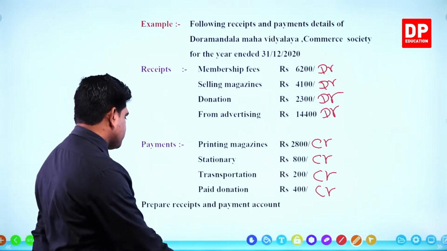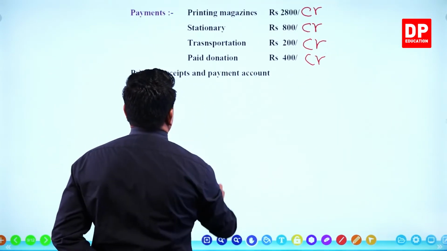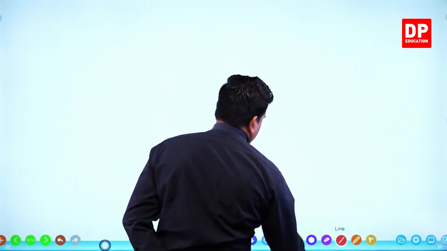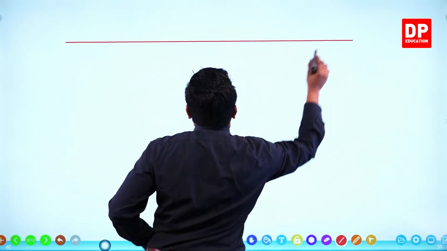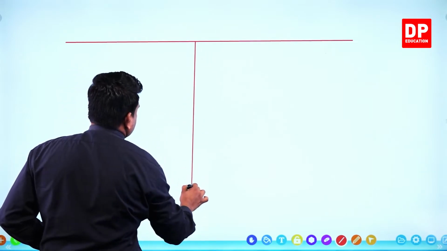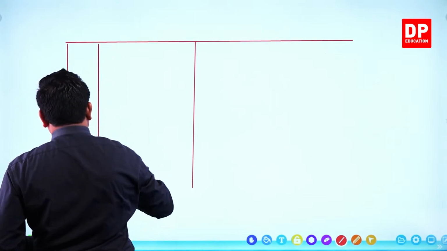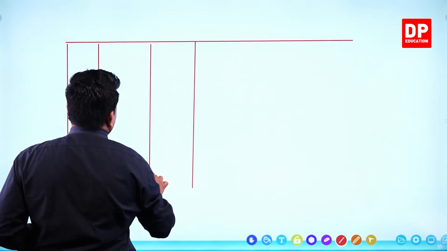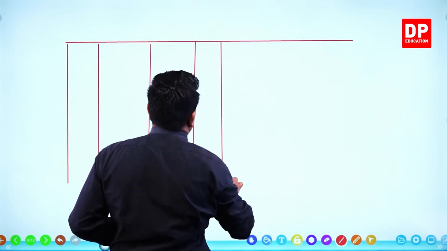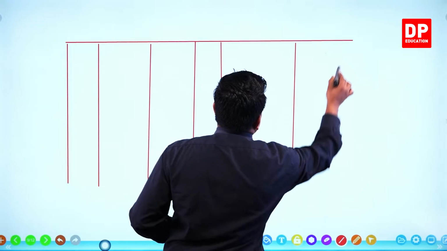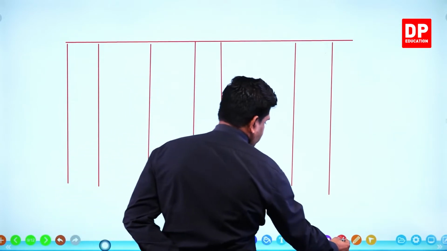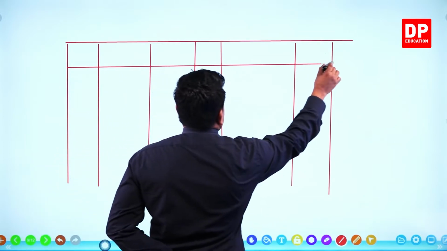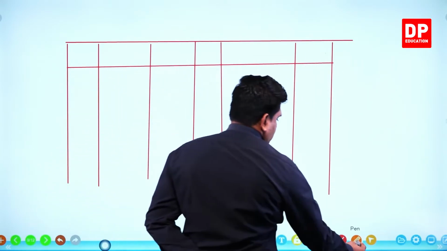Now, let's do it. Then draw receipts and payment like this. Date, description, value. Date, description, value. Now, we can do it like this. You practice.